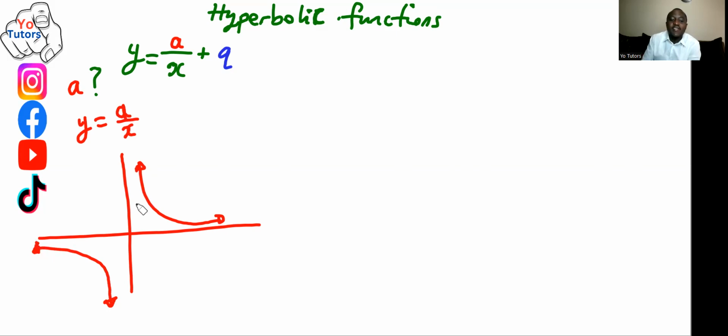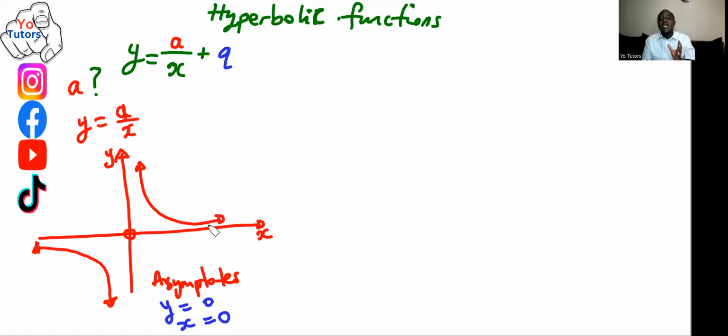Now the shape of the graph shows that it doesn't touch the y and x axes. So these two lines here are your asymptotes. Asymptotes are just points or lines that are approached but not touched by the graph. These are y equals 0 and x equals 0. So your graph does not touch the y-axis and also the x-axis.